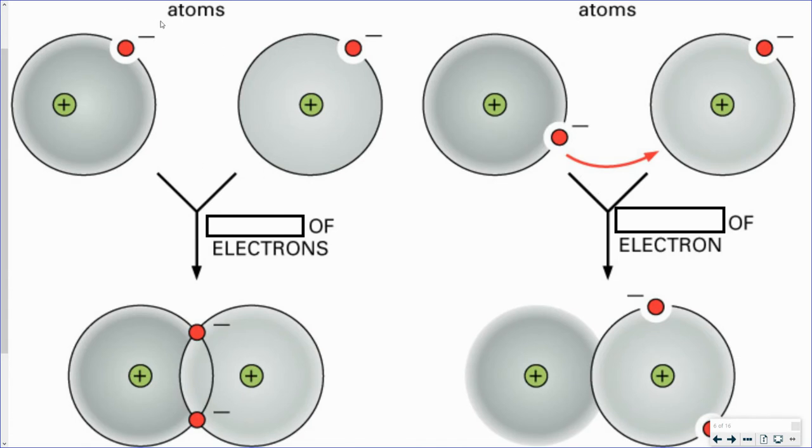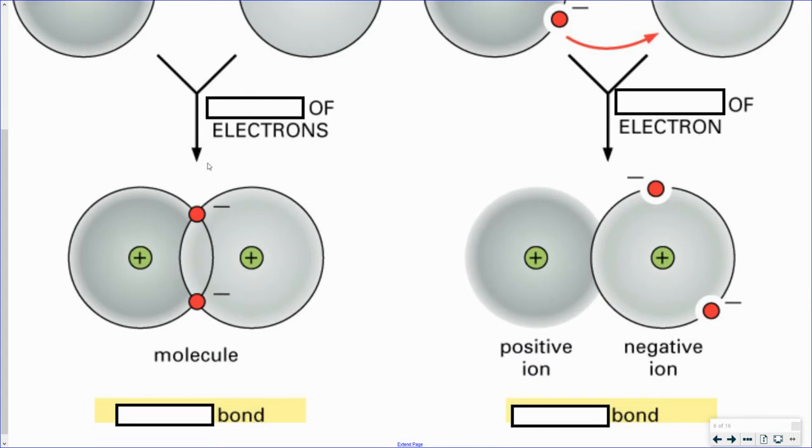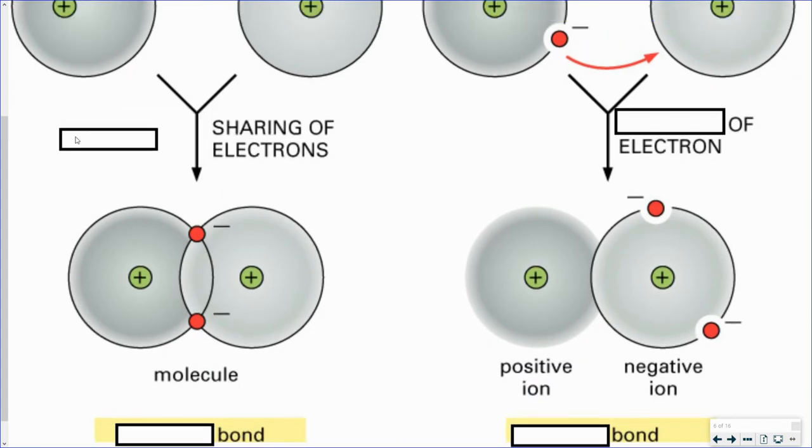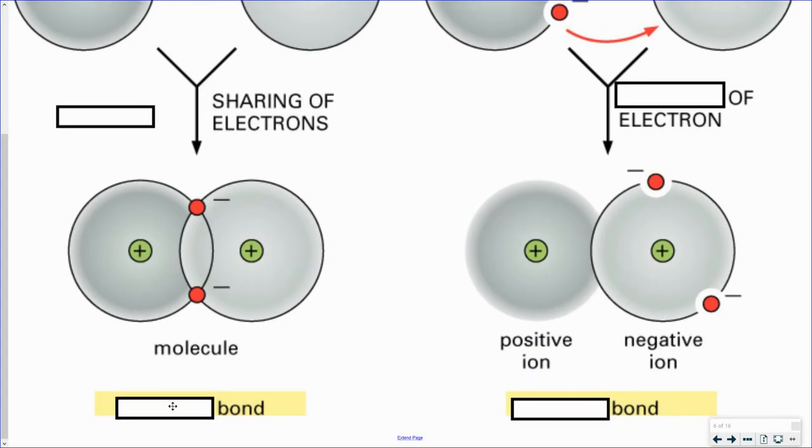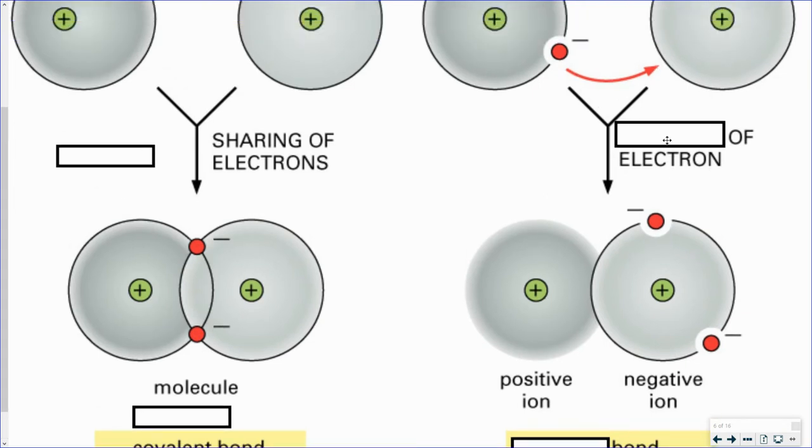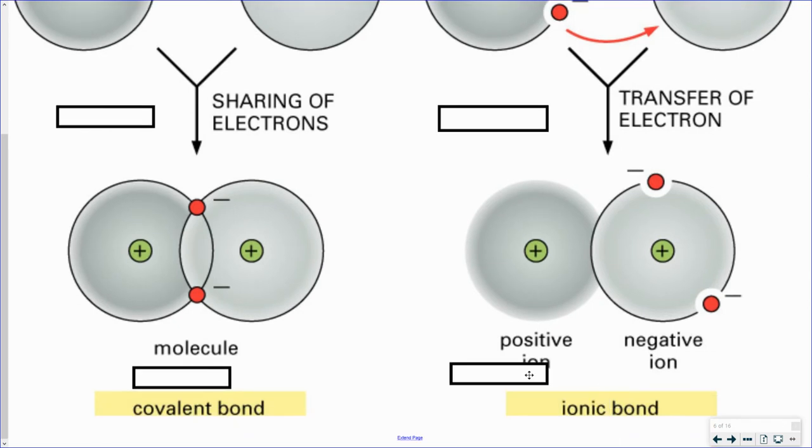So as this, you can see that it comes together. They overlap. So they are sharing them, which makes it covalent. On the other side, you see the arrow for transferring, and that makes them ionic. Ions are formed in ionic bonds.